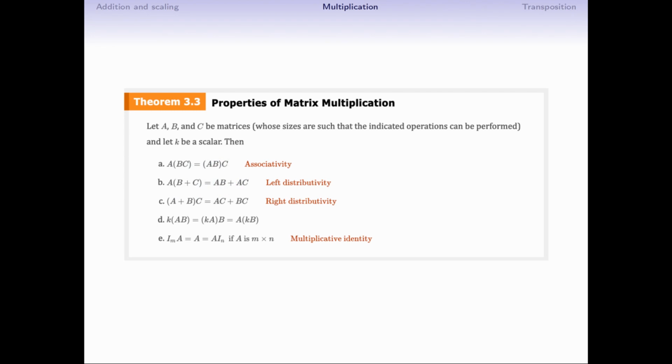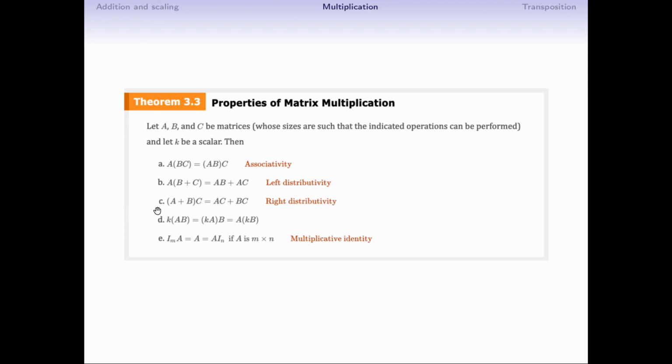So this allows us to write A times B times C without parentheses, and it has no ambiguity whatsoever. So I can simply write A times B times C, and no matter how you would think of processing that, you're going to get the same result. So that gives us the freedom to not have to worry excessively about the parentheses in the associative law for multiplication. Now, law B is a distributive law.